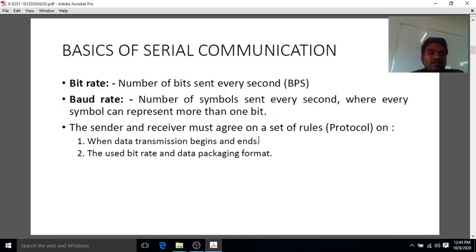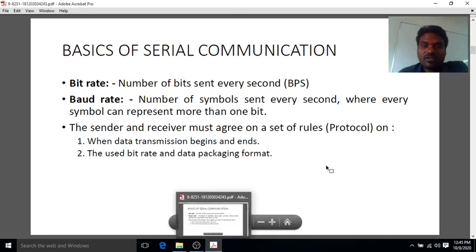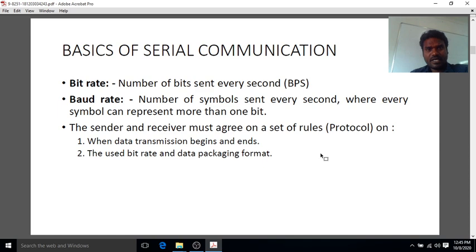The sender and the receiver must agree on a set of rules, that is, protocols, covering when the data transmission begins and ends, and the bit rate and data package formats used. First, when the transmission begins and ends, and next, the bit rate and the data packaging formats have to be understood by both the receiver and the sender. That means they have to agree on the protocols of that particular serial data communication.